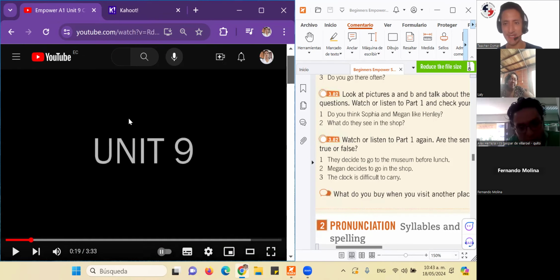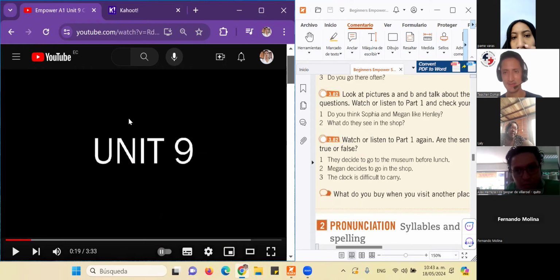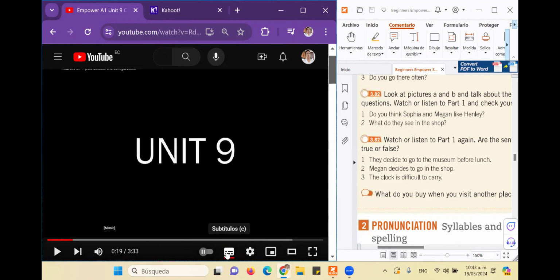Lali, Fernando, Pame. Antes del lunch. Ya, vamos. Sí, antes de lunch, before lunch. ¿Escuchaste algo del museum? Did they talk about the museum? Sí. Para ir de compras. A shop. Ajá, pero al museo, to the museum. Sí, teacher. Ya, vamos a escucharlo de nuevo. We're gonna listen one more time para ver si es que sí o no, ¿ok? Vamos ahora a poner los subtitles so that we can identify that.